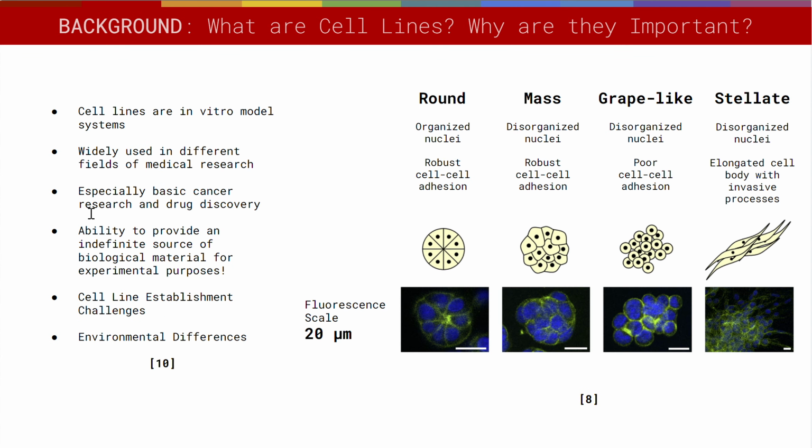So, what are cell lines? Cell lines are basically models for cancer, and they're hard to establish. But the ones that are established are grown in vitro within cell cultures, and they're widely used in different fields of medical research, especially cancer and drug discovery. But if they have some differences from in vivo, why are they so important? It's because of their ability to provide an indefinite source of biological material, which means they can grow indefinitely if the successful establishment of a cell culture proceeds.